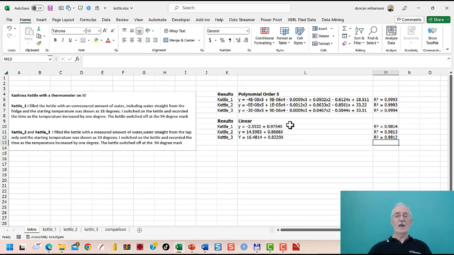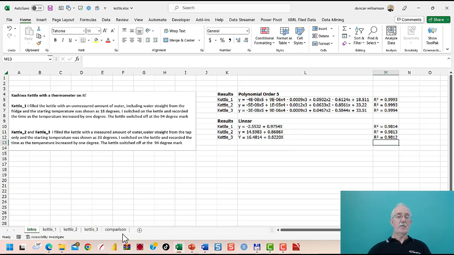And with OLS, what do we find? R squared for the polynomial, very high. For the linear OLS, they're high, but not as high as this one. Numbers minus here for the intercept, 14.5, 16.5, 0.97, 0.866, 0.82.